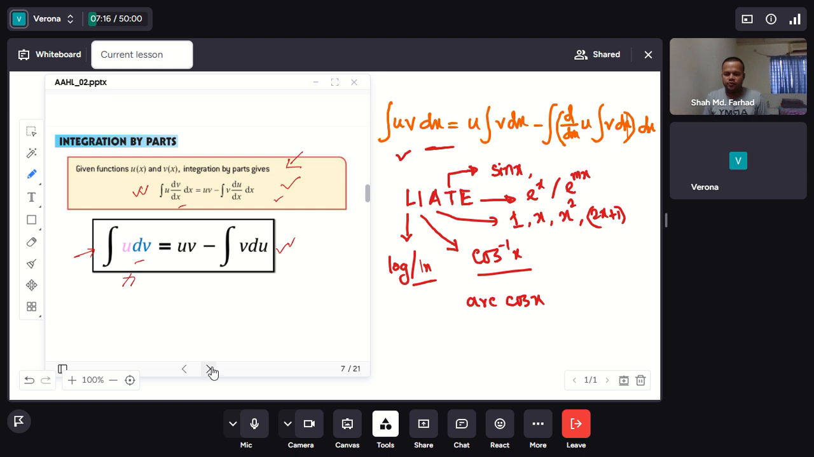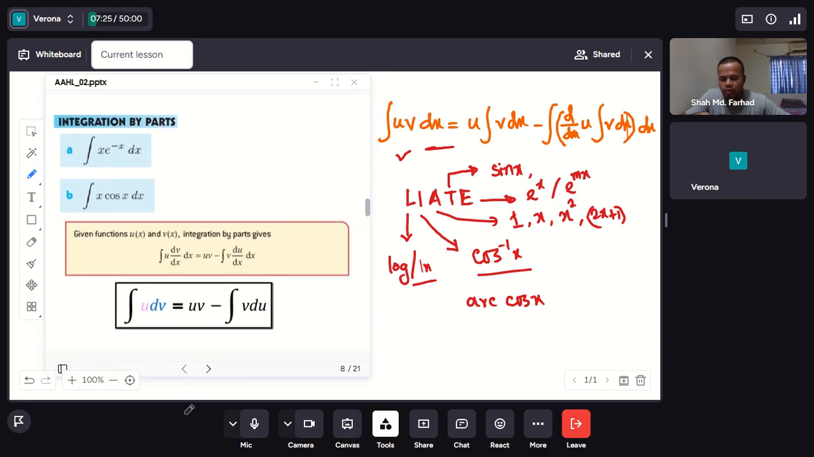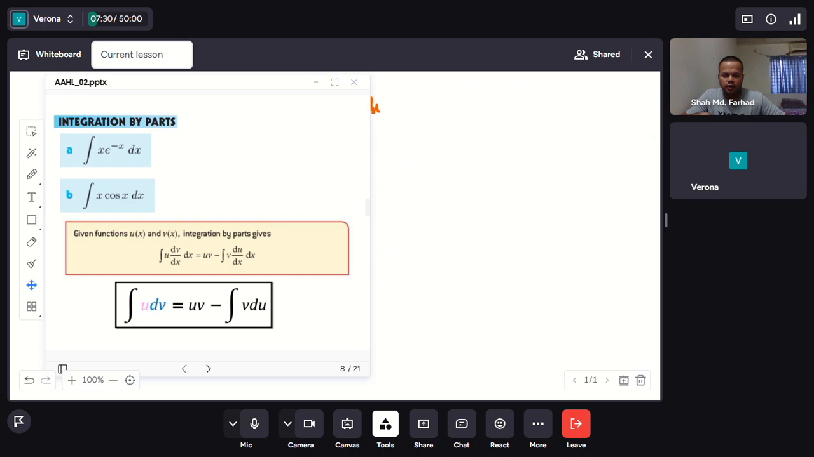Okay. Now we will try to solve problems based on this. At first I will show you a problem using the formula. If I discuss the integral of x e to the power negative x dx, here we will follow this one.